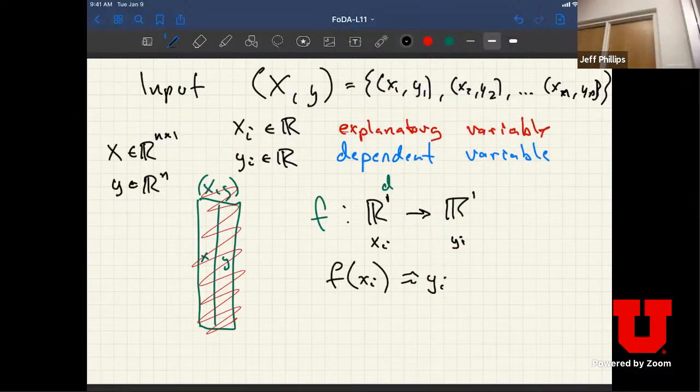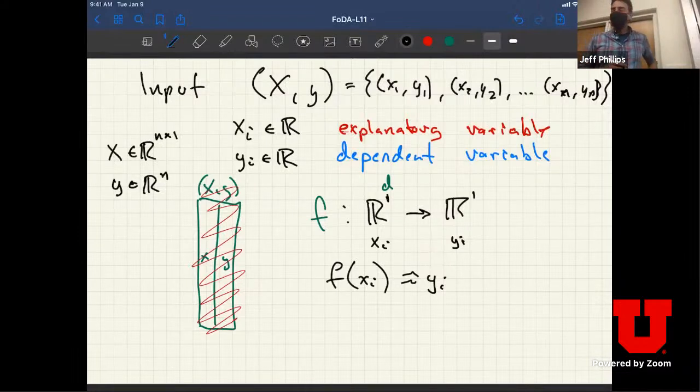What we'd like to do is understand a function. This will be a model where we let the xi values, one value in this case, explain the term yi. So yi somehow depends on the input xi. So this is what we would like to do.